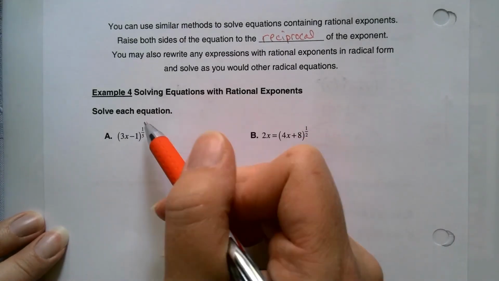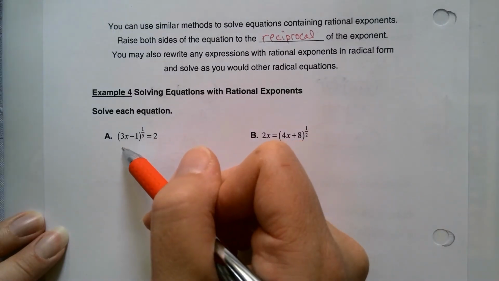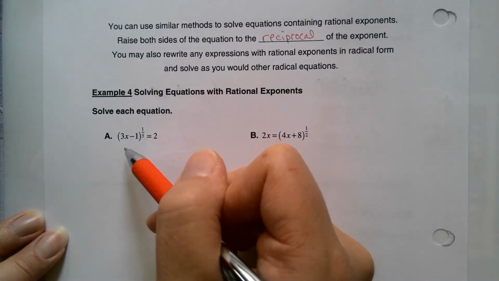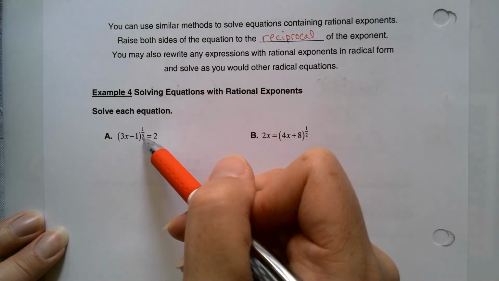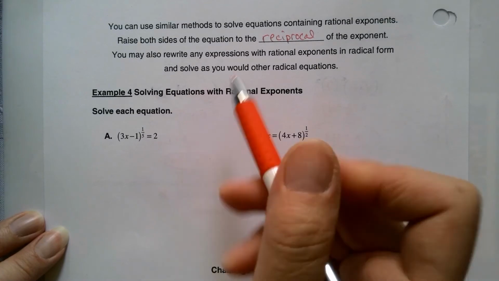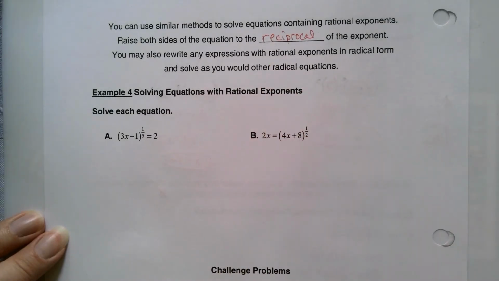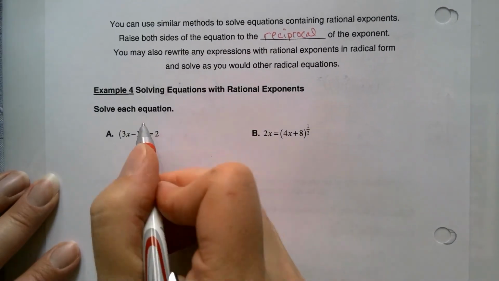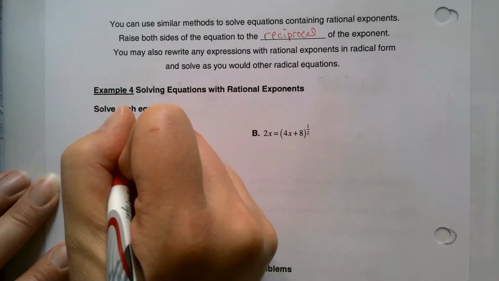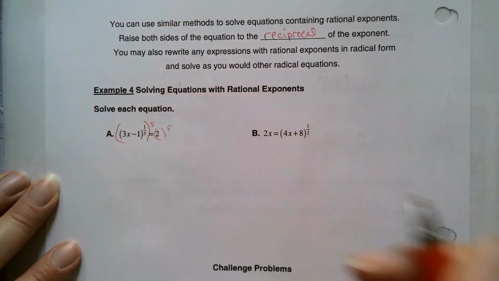But remember, 1/5 is the same as a 5th root. And what would cancel out a 5th root would be a power of 5. Well, the reciprocal of 1/5 is also a power of 5. So something we've talked about. You can also write it in radical form and then just solve as you were. So let's just talk about this real quick. If I have a power of 1/5, I'm going to take this to the power of 5. And if I do it to one side, I do it to the other side.